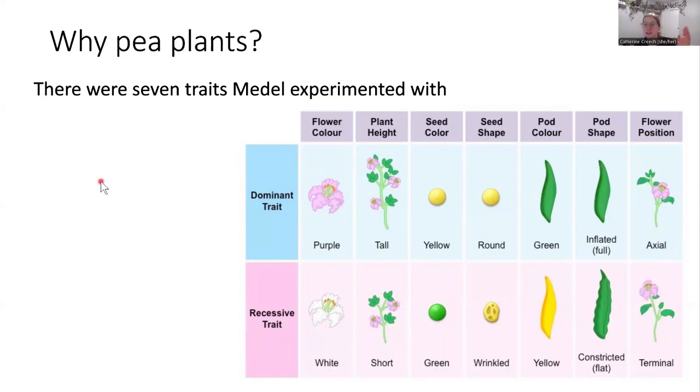So he did this hundreds and hundreds of times, looking at these 7 traits, and he found that some traits came up way more than others, and so he termed them dominant.